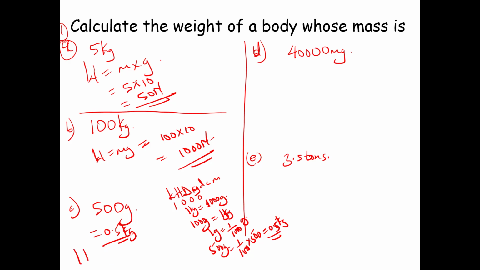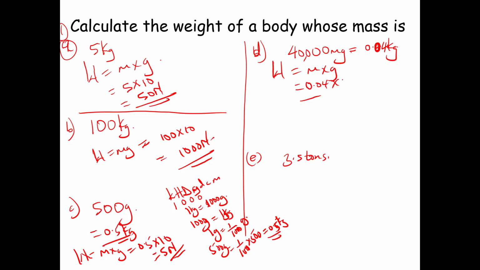So weight is equal to m times g. The mass is 0.5, the g is 10, the answer is 5 newtons. Hope that you got that one right. Likewise, weight is equal to m times g. The mass is 40,000 milligrams, and what is this one in kilograms? It will be 0.04 kilograms. So we have 0.04 times 10, which gives us 0.4 newtons.